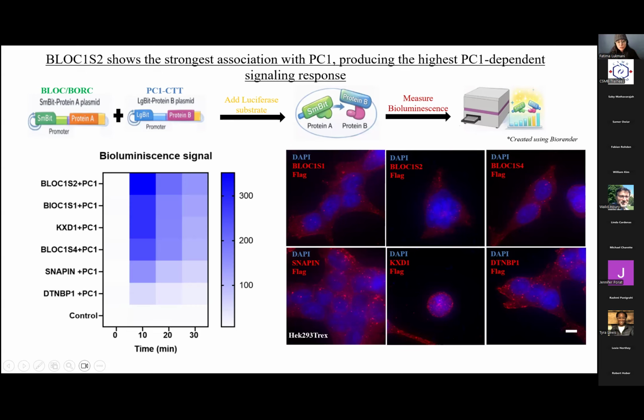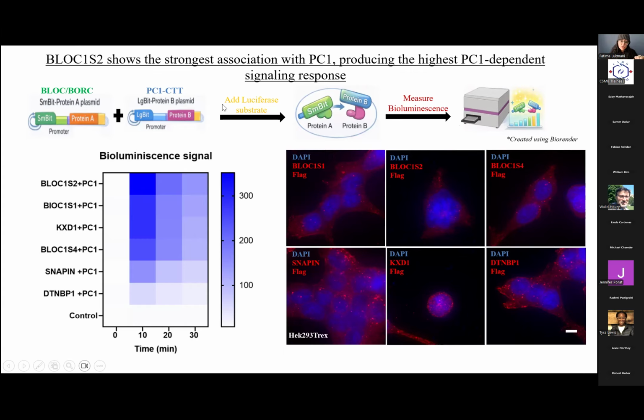And so that could in future be explored for a more therapeutic targeting. And after a bunch of troubleshooting, which resulted in no clear conclusive data, we finally came across this assay called split luciferase, and we employed this.